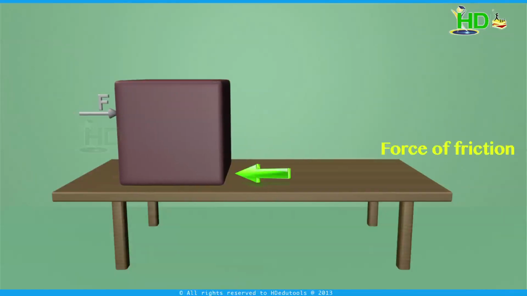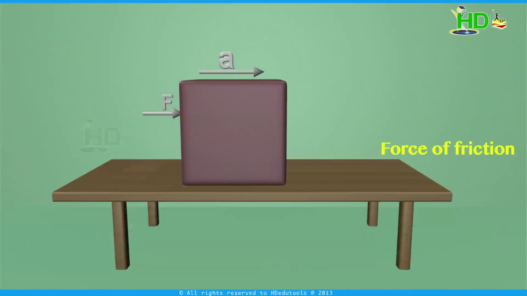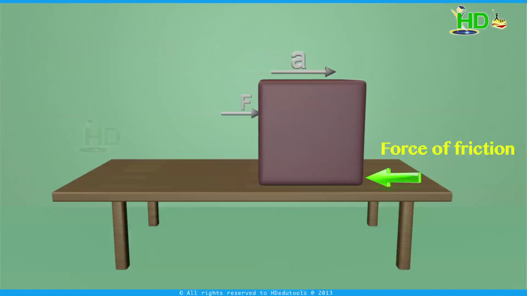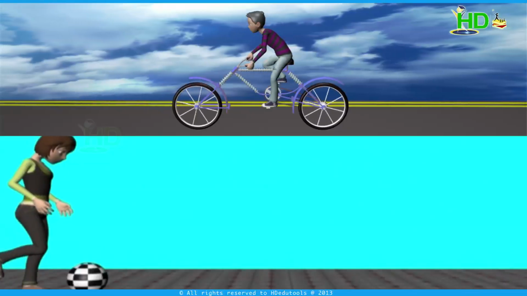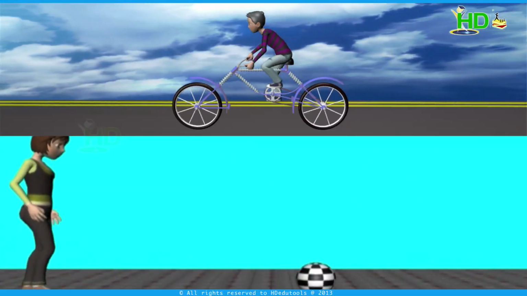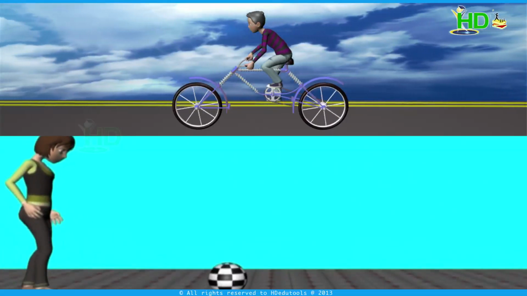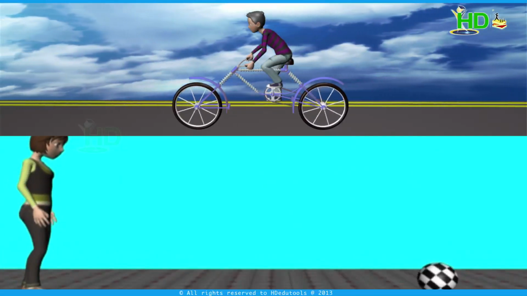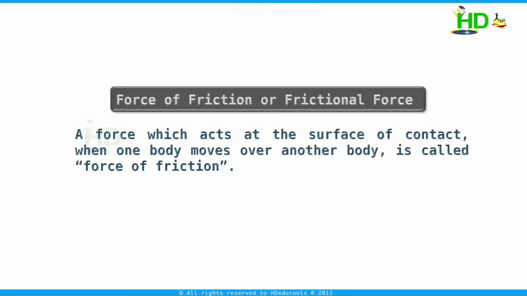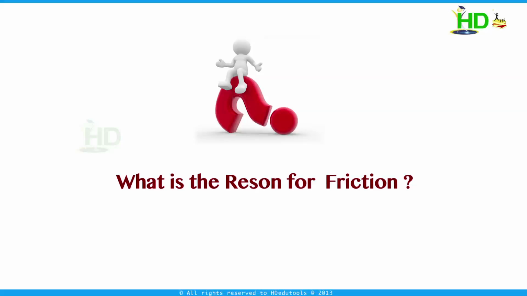It is produced when an object moves in contact with another object. And in these two examples, the surface of the ball or bicycle are in contact with the surface of the earth. A force which acts at the surface of contact when one body moves over another body is called force of friction. Now the question is, what is the reason for the friction?